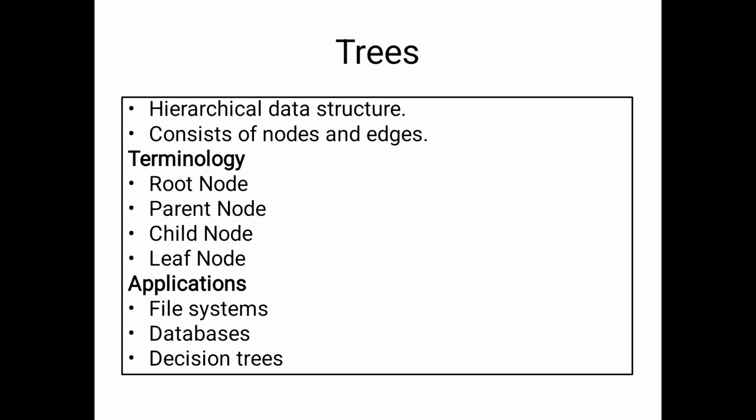The next concept is trees. A tree is a hierarchical data structure. It consists of nodes and edges. The terminologies used in a tree are root node, parent node, child node, and leaf node. The root node is the basic node. A parent can have any number of children in a general tree. The end node of a tree is called a leaf node. The applications are file systems, databases, and decision trees.